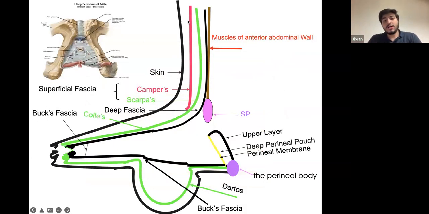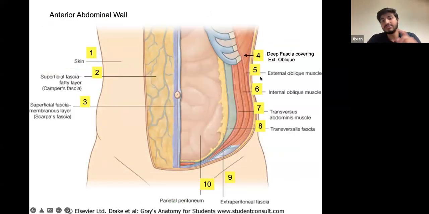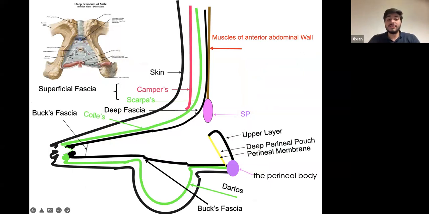So this is Camper's fascia. It stops here. It doesn't continue on the external genitalia. Scarpa's fascia, this is very important, please know this: Scarpa's fascia continues as the Colles fascia. They asked me this in my Step 1 exam. Please be good at this. The deep fascia, which is the fascia covering the external oblique, continues as Buck's fascia. Buck's fascia is the main strong fascia that covers the corpus spongiosum, which is in the penis.